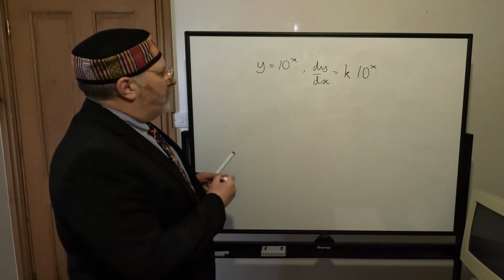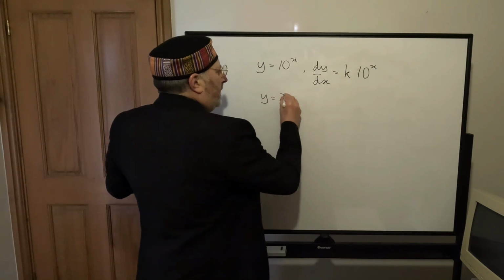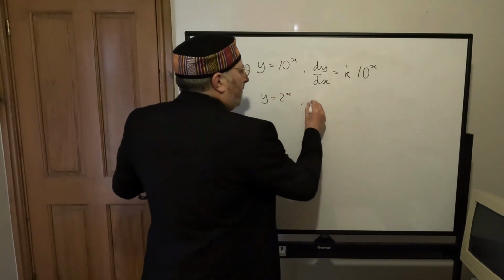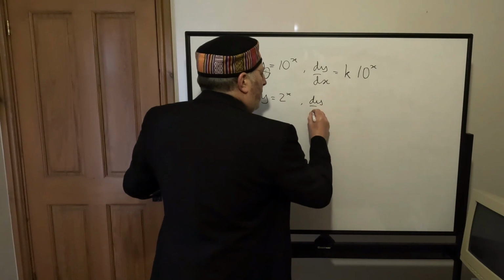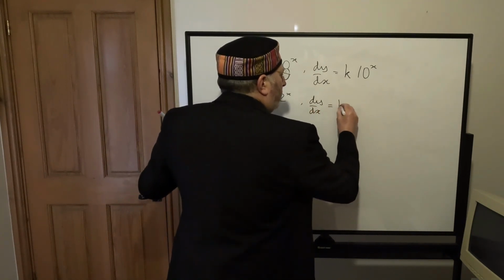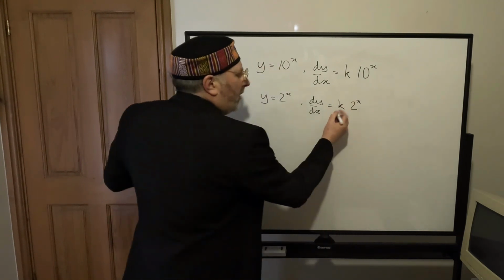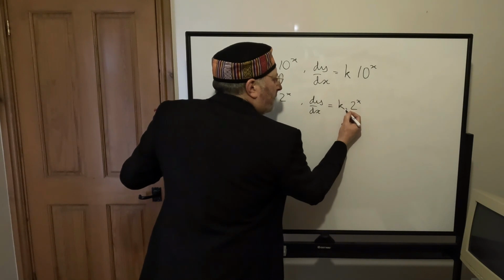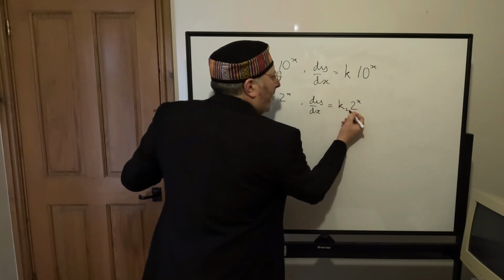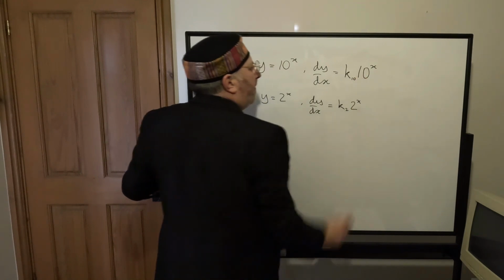And we can do the same for, say, y equals 2 to the x, and we find that dy by dx equals a constant times 2 to the x. Now, to distinguish these, because this is a different constant, I'll call that k2 and we'll call that k10.